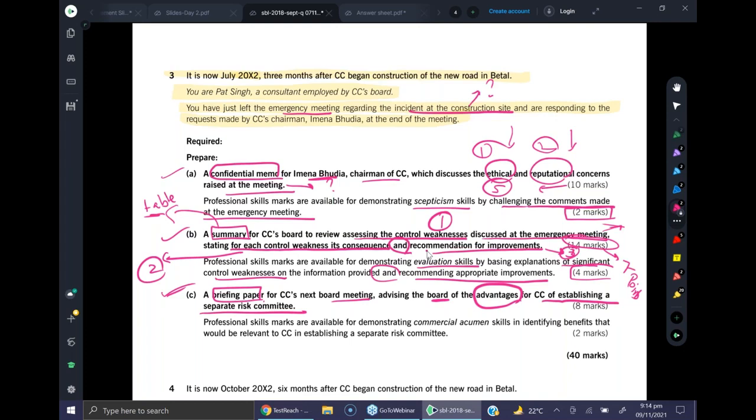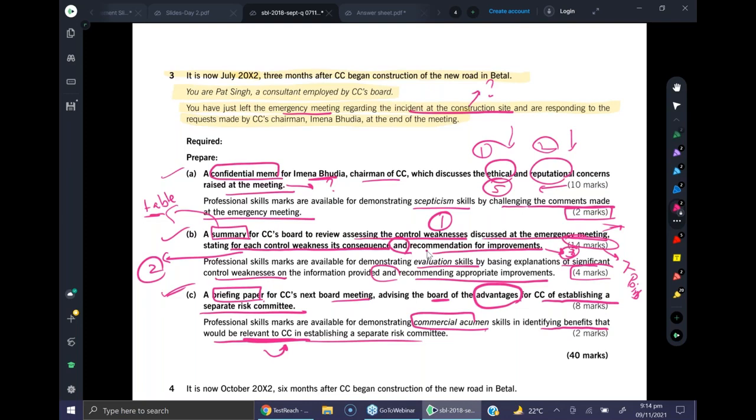Professional skills marks are available for commercial acumen in identifying benefits that would be relevant to CC in establishing a separate risk committee. So the examiner is kind of warning you: don't write generic benefits of a risk committee, but connect them to CC's scenario as much as you can. Sometimes you're able to make a good connection, sometimes you're not, but it will balance out. Some points will be good, some points will not be that great. So the passing criteria is 50% because of that, right? But try your best with every point.